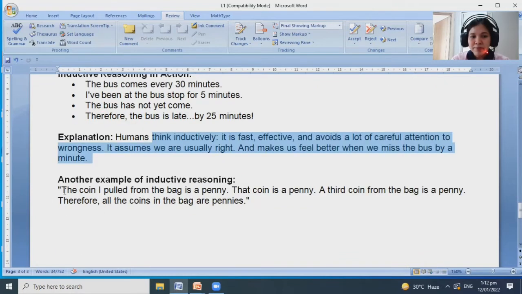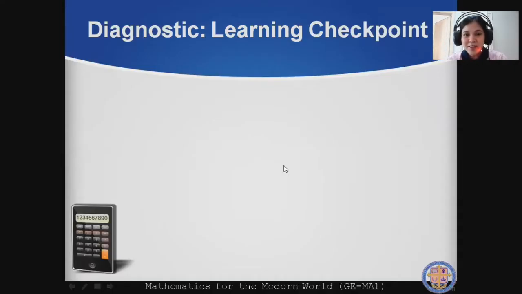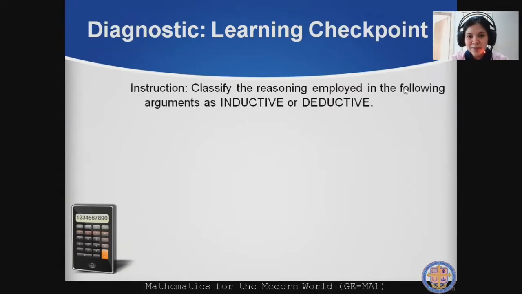Another example. The coin I pulled from the bag is a penny. That coin is a penny. A third coin from the bag is a penny. Therefore, all the coins in the bag are pennies. So you give a specific example first. You pick a coin, so that is a penny. And then the third coin is also a penny. So you're assuming that all the coins inside your bag are pennies. So you generalize at the end. So that is inductive.